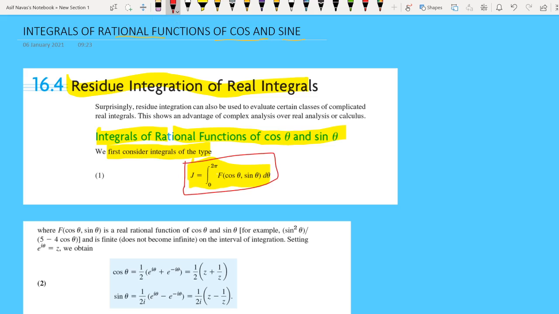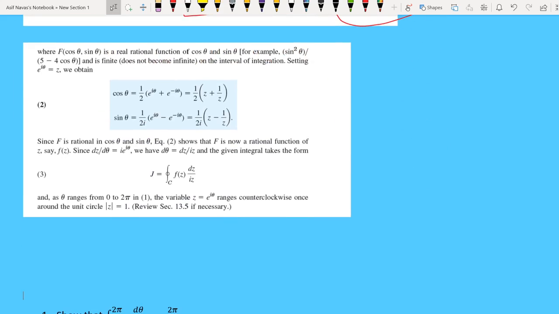For example, if you take J equal to integral 0 to 2 pi of some rational function of cos theta and sin theta, for example sin square theta over 5 minus 4 cos theta d theta. If you want to integrate integrals of this form, you can use residue integration. For that, we will set z equal to e power i theta.